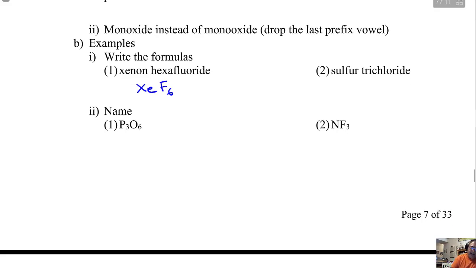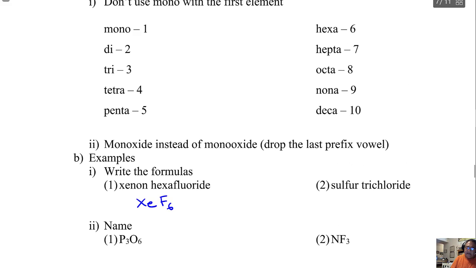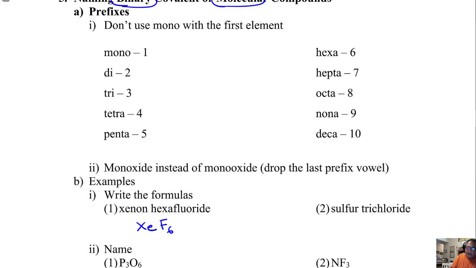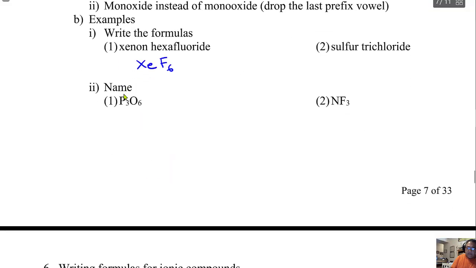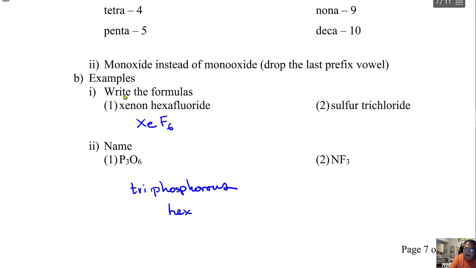What about naming P3O6? Sorry, I think my mic went up. There's 3 phosphoruses, right? So you would go like this. Tri, right here. Tri. And then you would write the element name, phosphorus. And now there's 6 oxygen, right? So it's hex. And then here's the deal. That's what this note means.